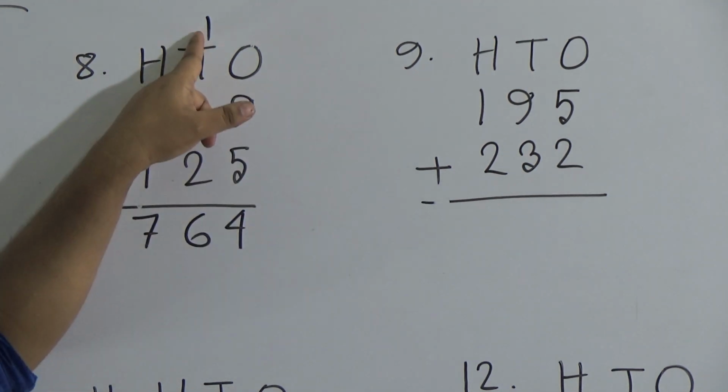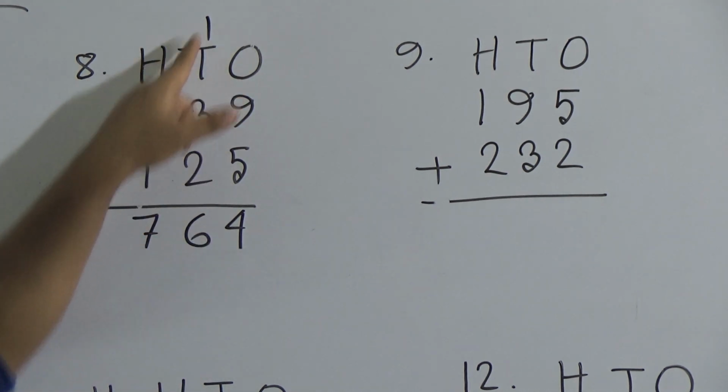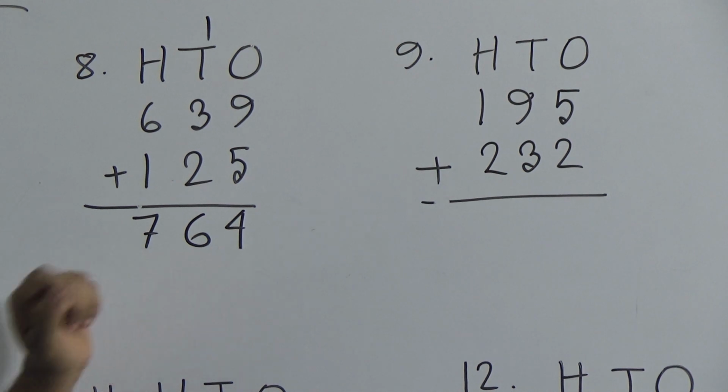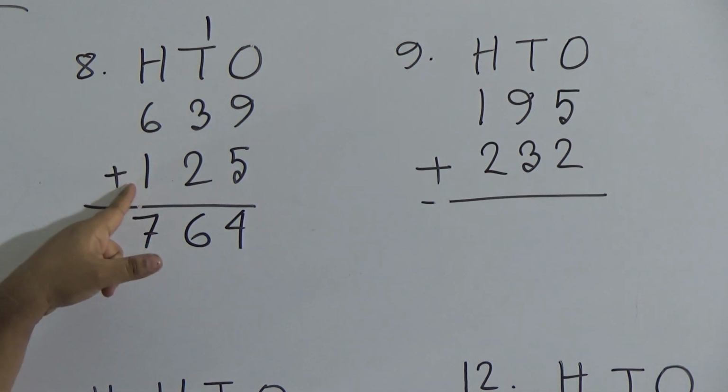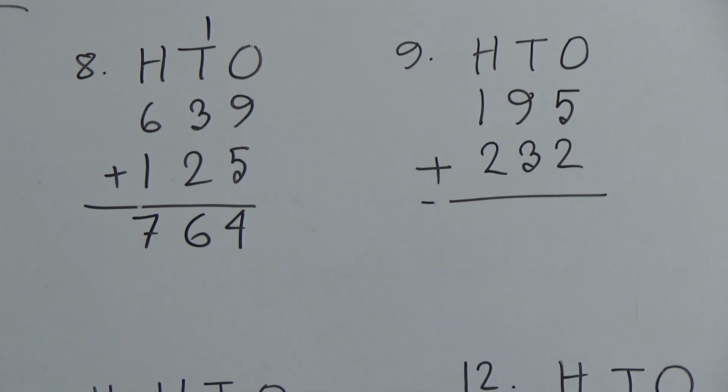And carrying on is written here. Now we add 2 and 3, 5. 5 and 6. Okay. Then we add 6 with 1 and we get 7. So 764 is the answer.